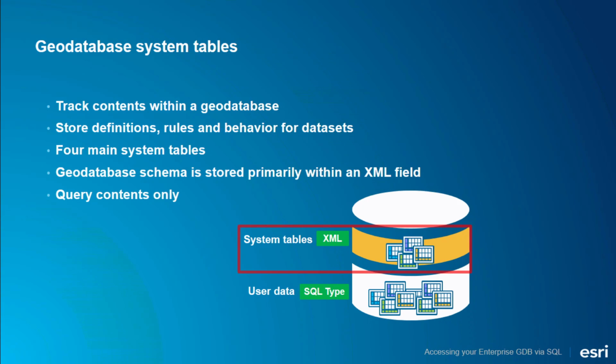So there are 4 main geodatabase system tables. These are going to store all the geodatabase behavior. So feature classes that are registered with the geodatabase, relationship classes, subtypes, domains, even down to rules for a topology would be included in here. It's going to be essentially tracking all the contents of the geodatabase objects that are registered. The geodatabase schema is primarily going to be included within a single XML field. We're going to go into this as well. And one thing I want to note about the system tables, they're okay to query, but never attempt to edit the system tables.